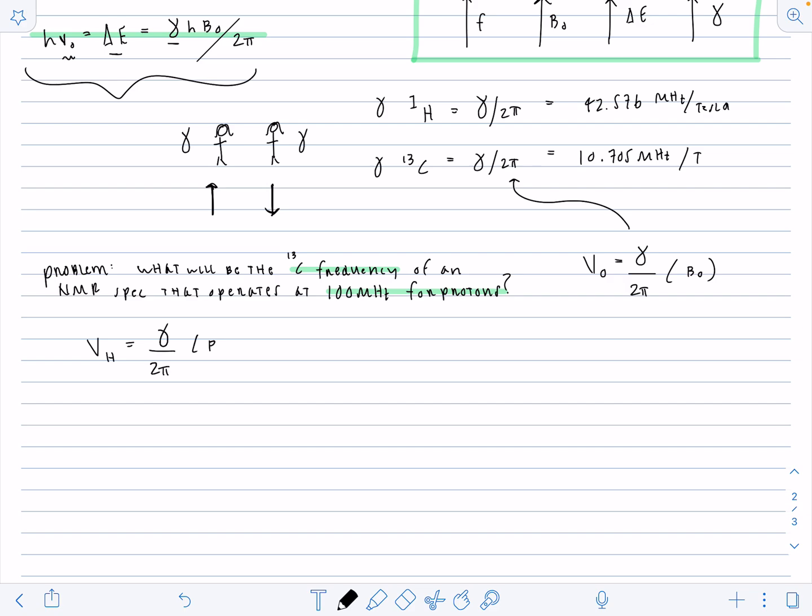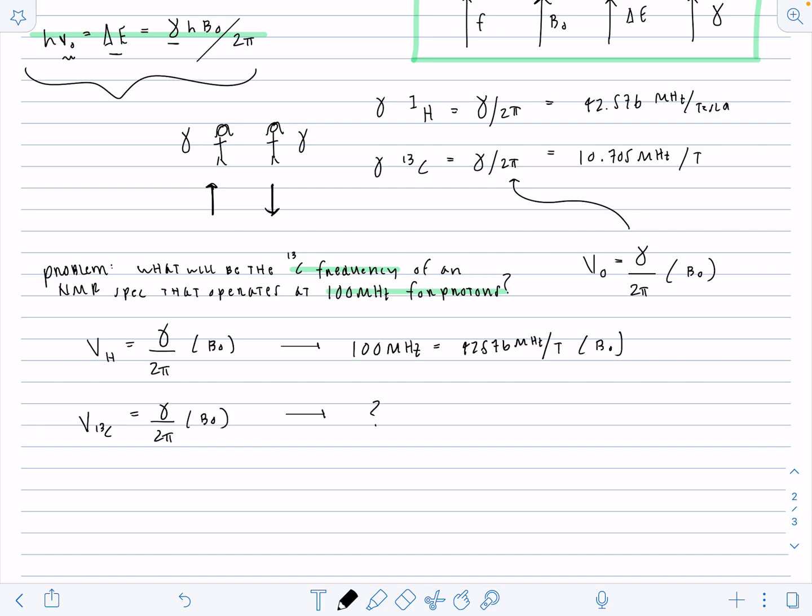2 pi times the magnetic field, and we're going to plug in the values that we know. So the frequency for the hydrogen is 100 megahertz. Our magnetogyric ratio value is 42.576 megahertz per Tesla, and we don't know the strength of the magnetic field. So for our carbon-13, same exact equation, we're going to plug in the values that we know.